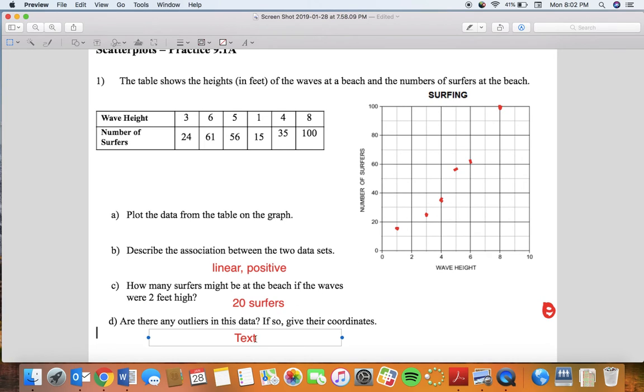So I'm going to say in my text box, yes, there is an outlier at, and then I need to give the coordinates. That point is at (8, 100).